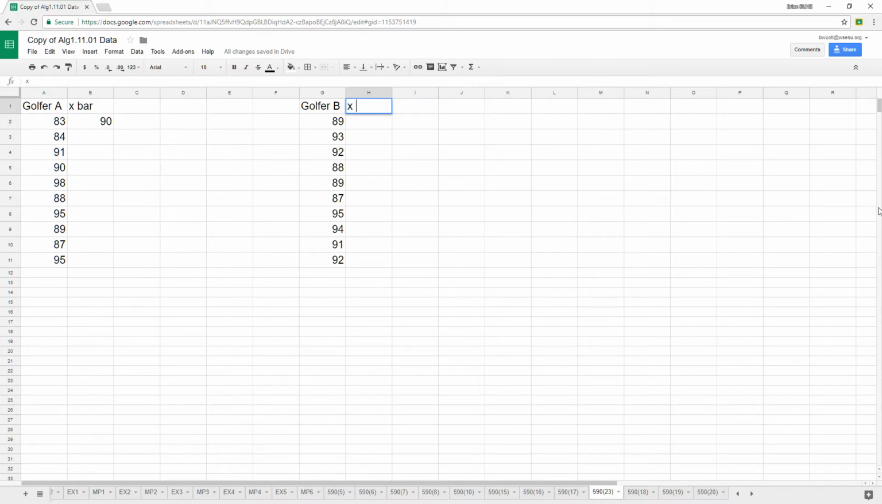So X bar, average of them, 91. Dollar those. X minus X bar. So that's when I take this one and subtract that one. I'll drag that formula down. This one's going to be X minus X bar squared, right? So that's just going to be that value squared.